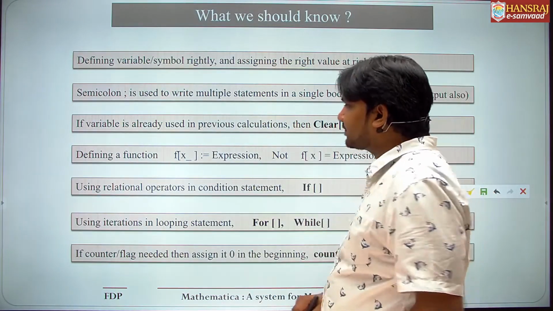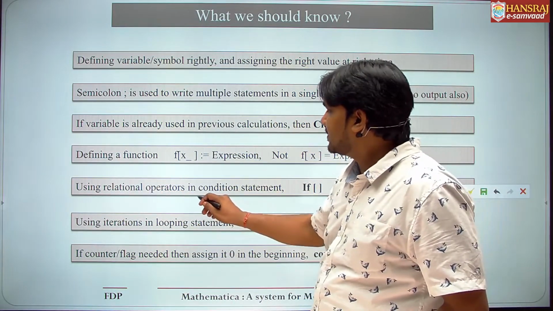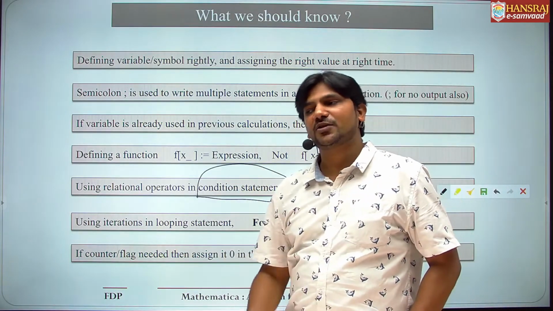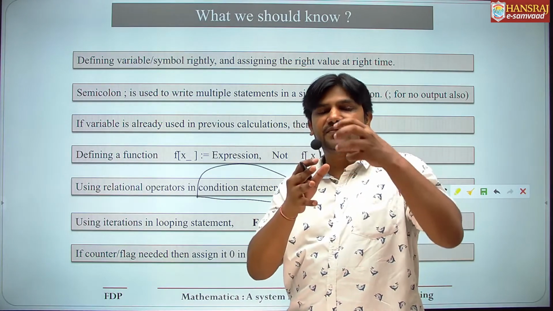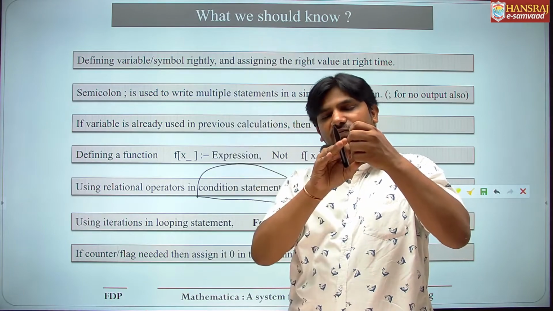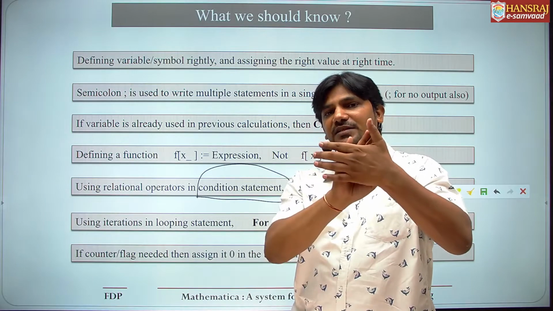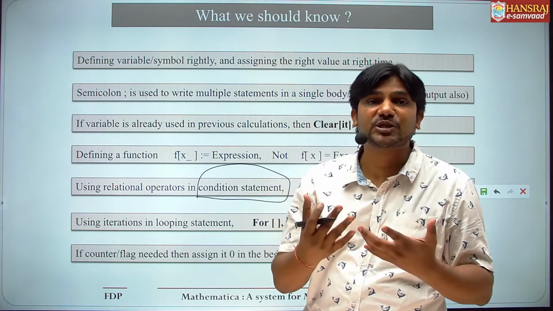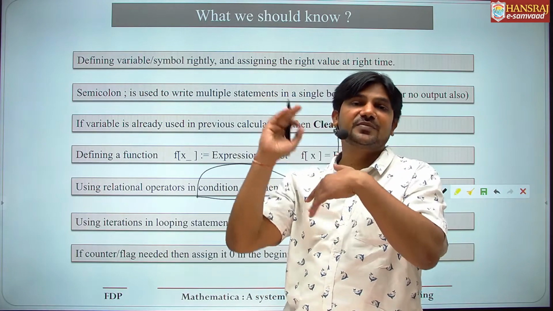Another is using relational operators in conditional statements. Conditional statements are statements in which you get true or false. For example, something happens, and if it is true, then you should go to some statement. If it is false, then you should go to another statement. At this point you need to check something. So these are called the condition. Then only you will choose some statements, right?